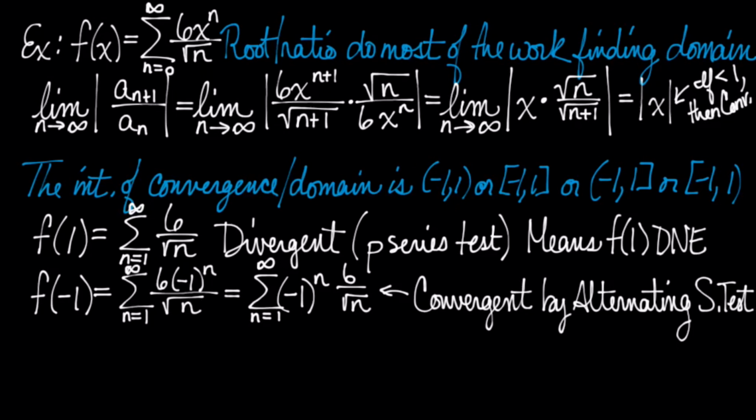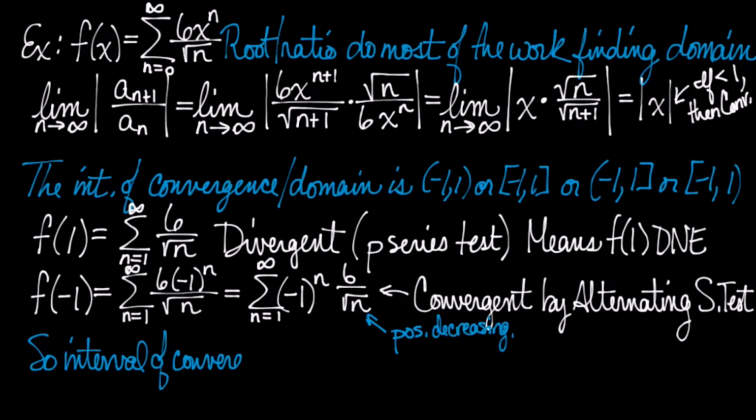This series is definitely convergent by the alternating series test, and that means that the interval of convergence is [-1, 1).